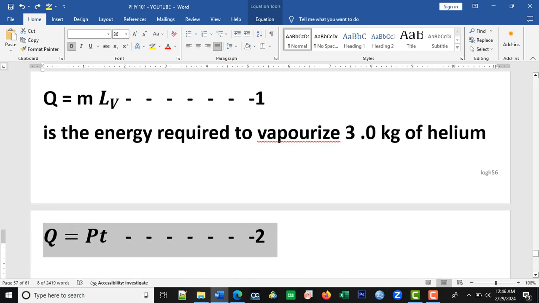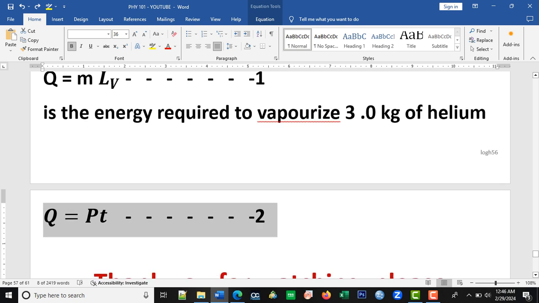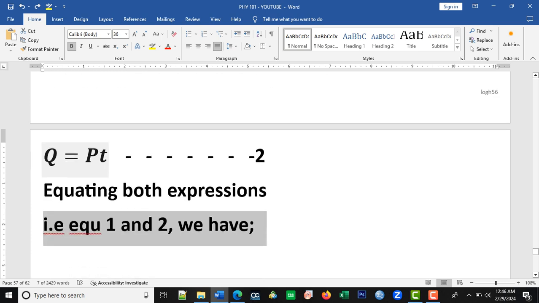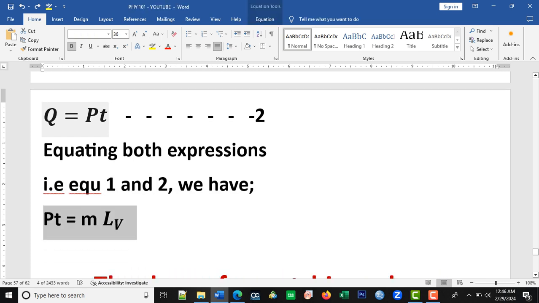We already have P, which is given as 15. We can substitute that into P, and then we make T the subject. We can as well equate both expressions, equation 1 and 2, together this way. Equating both expressions, equation 1 and 2 together, then we will have PT equals MLV. PT equals MLV. So all we need to do is to make T the subject, or we go ahead and substitute the values and then we solve for T.